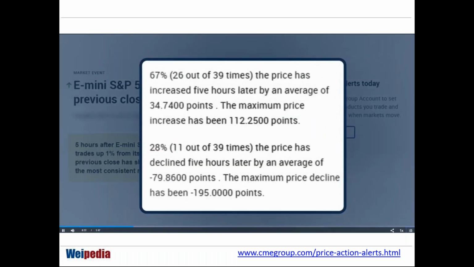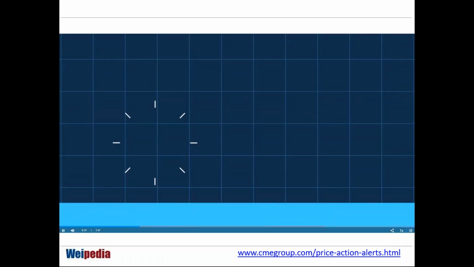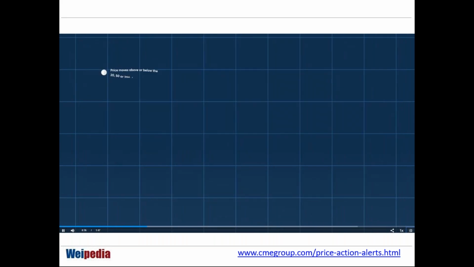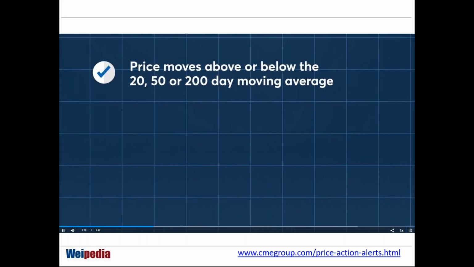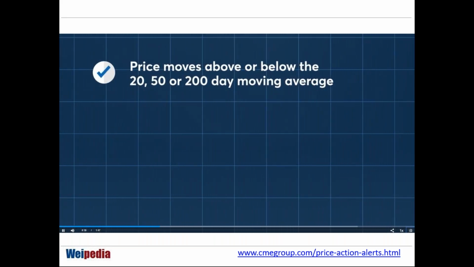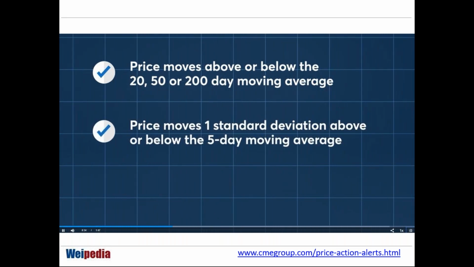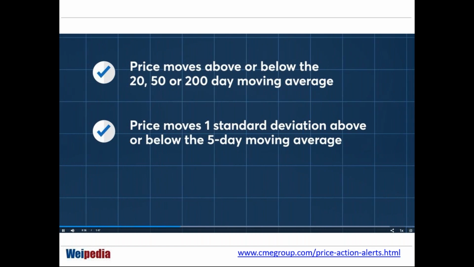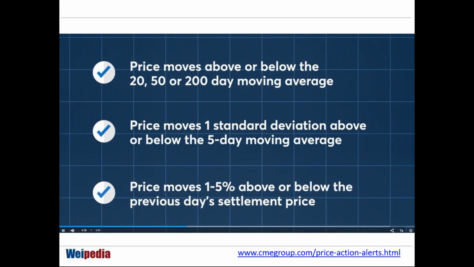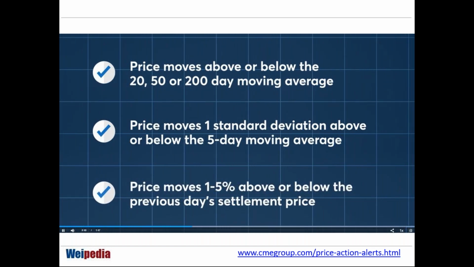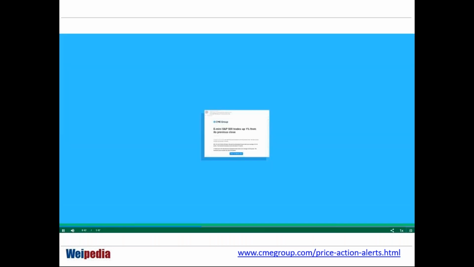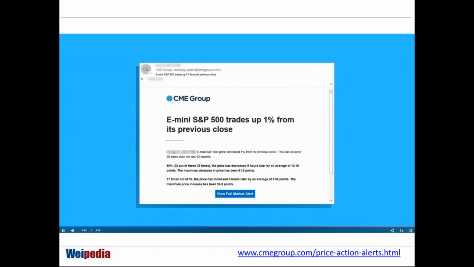Based on historical activity, alerts are generated for 3 price events. When the price moves above or below the 20, 50, or 200-day moving average. When the price moves 1 standard deviation above or below the 5-day moving average. Or when the price moves 1 to 5% above or below the previous day's settlement price. When a price event occurs, an alert is generated with the details, including relevant historical analysis.